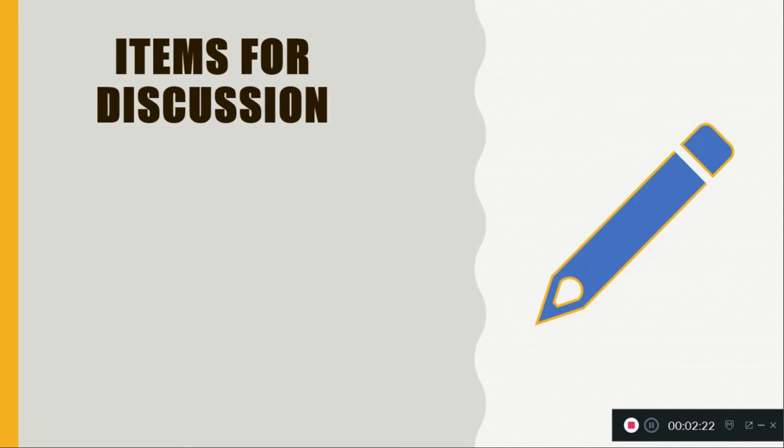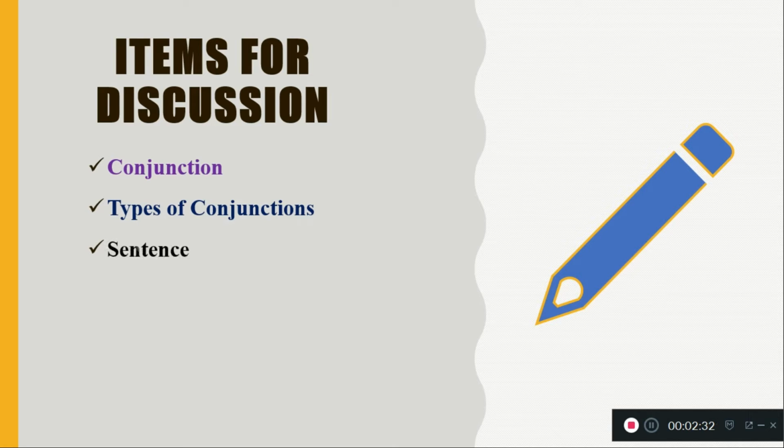Before starting our today's discussion about clauses, let's have a glance at the items that I'd like to explain today. Today I shall discuss conjunction, types of conjunctions, sentence, types of sentences according to construction, and clauses, and finally types of clauses and examples.